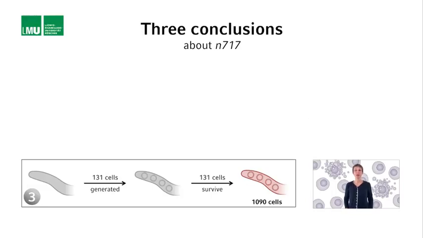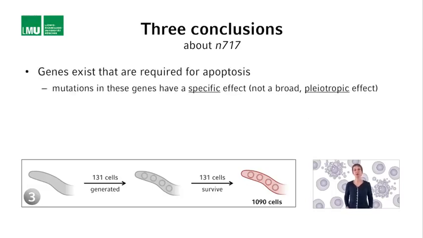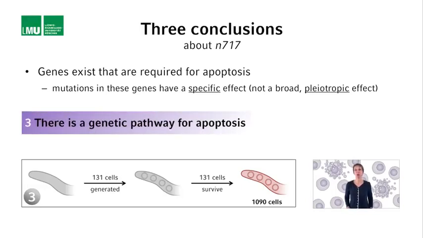Finally, the fact that Ellis and Horwitz could demonstrate that genes required for apoptosis exist and that animals mutant for these genes have a defect that is quite specific, a block in apoptosis, rather than very broad and pleiotropic, suggested that there is a genetic pathway that is specifically involved in and required for apoptosis in C. elegans and potentially also in higher animals.